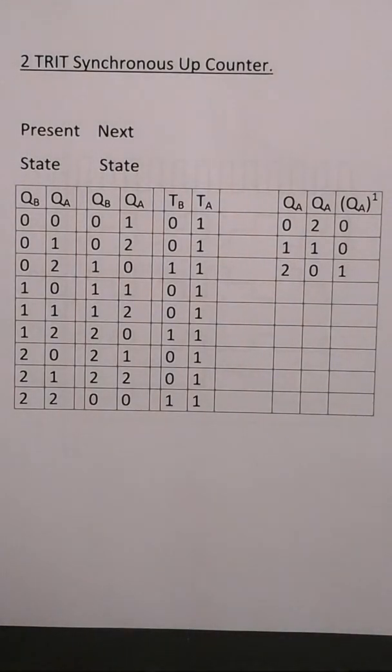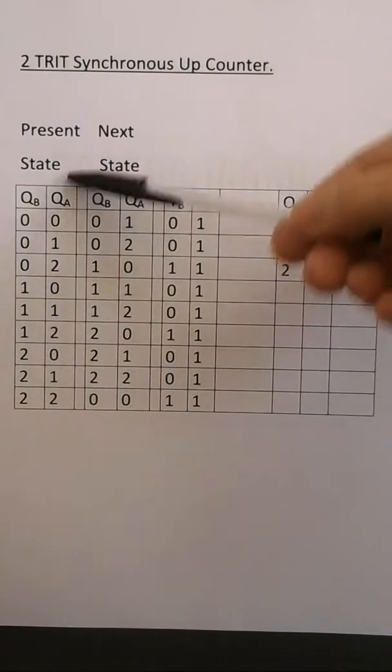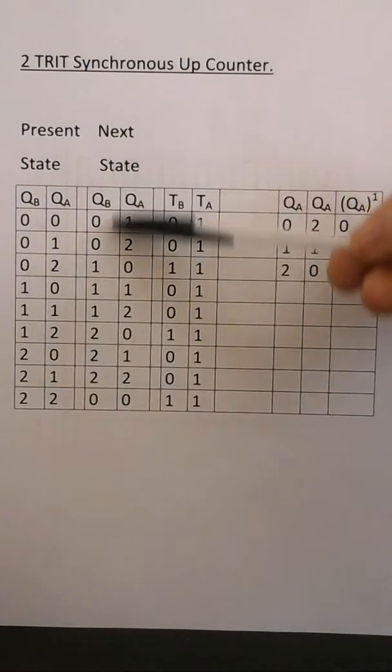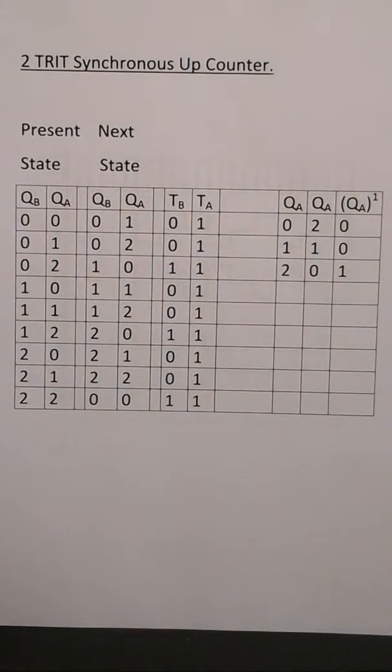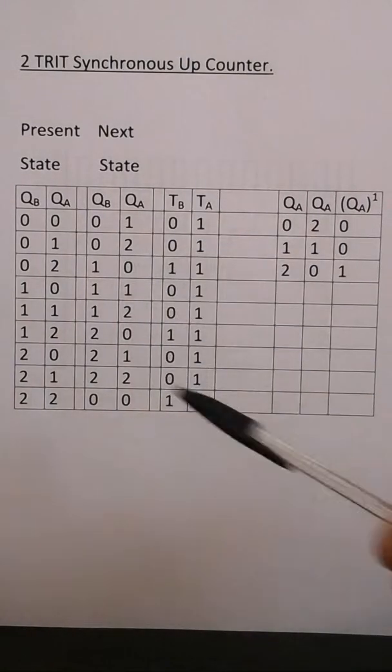So here we have a 2-trit synchronous up counter. This is the present state table for the counter. Here you have the present state QA and QB, the next state QA and QB, and we're going to implement it with the T flip-flop.